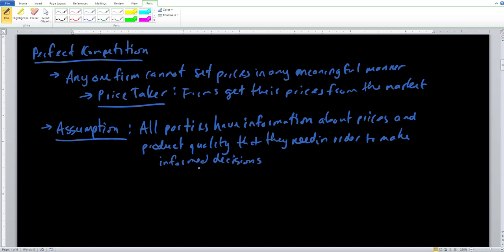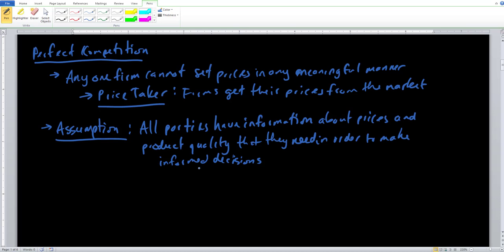So once again, the major assumption that we're going to be working with for our market structure analysis is that all parties, firms, buyers, etc., have information about prices and product quality that they need in order to make informed decisions. Meaning that we're operating under a situation where everyone has perfect information. They know exactly what environment they're going to see themselves in. They know exactly what type of product they want to buy. They know the prices. They know about the quality. So basically we have perfect information. They do have enough information in order to make the best rational decision for themselves.